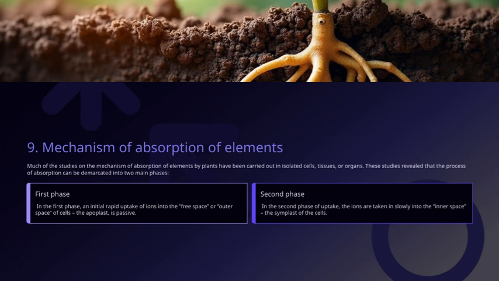Much of our understanding about how plants absorb elements comes from studies on isolated cells, tissues, or organs. These experiments have helped us see that absorption happens in two main phases, which are crucial for understanding how nutrients get from the soil into the plant. So, to connect this to the broader picture, understanding these two phases helps us grasp how plants efficiently take up essential nutrients while also regulating what enters the inner parts of the plant. This dual-phase process is fundamental to how plants maintain nutrient balance and overall health.